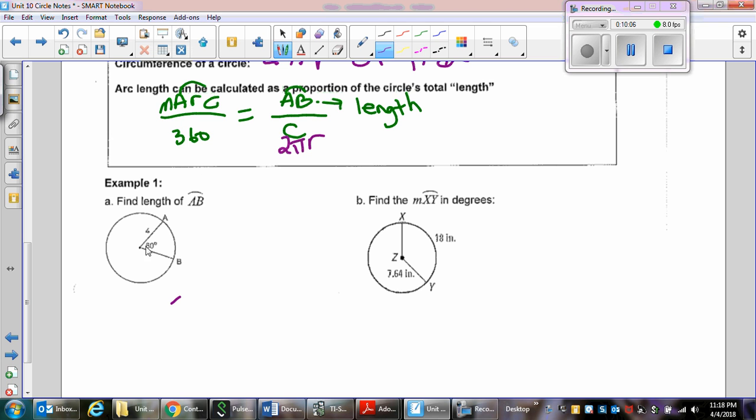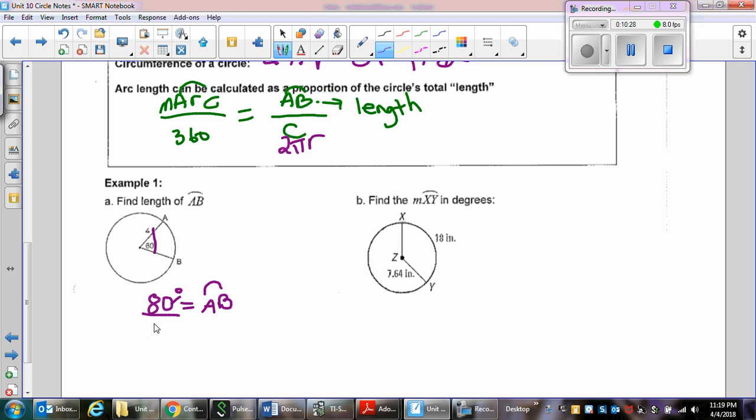Do I know the degree measure of AB? Yes, I do, right? Which is, I don't know, is it 80 or 60? So my eye says right now 80. What would be the length of the arc AB when it is 80 degrees? That is the question.